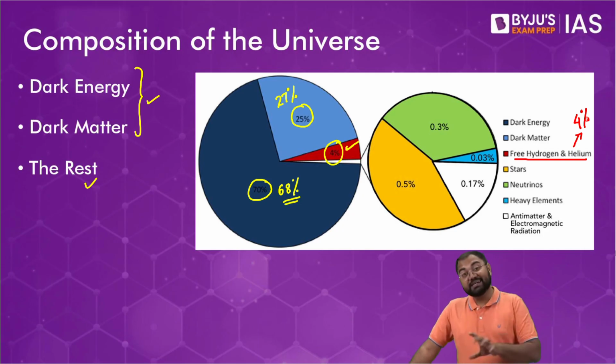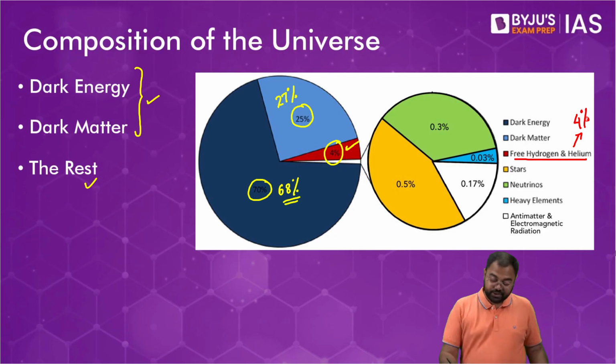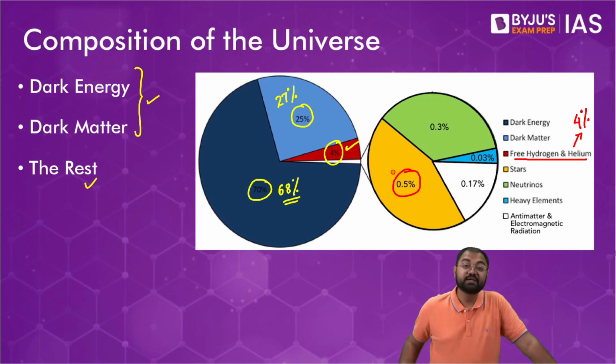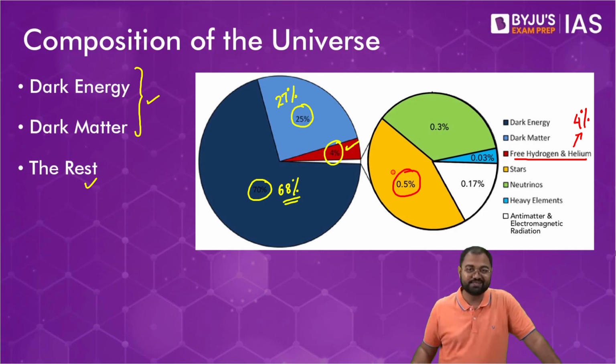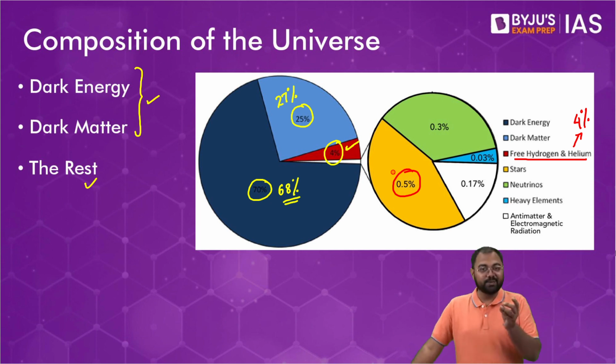Coming to the last 1%, in the last 1% also, 0.5% is all the stars in the universe. All the stars, billions and billions and billions of stars in the universe, amounts for just 0.5% of the universe.